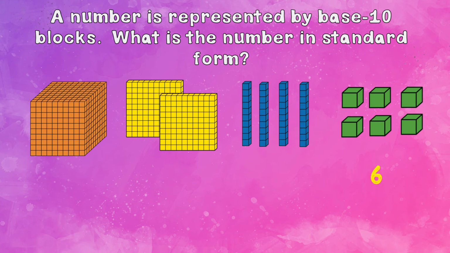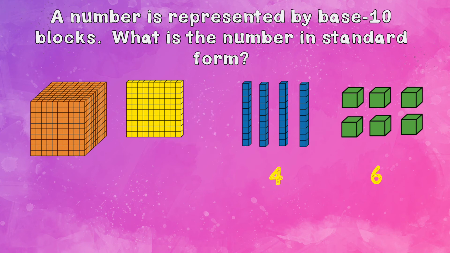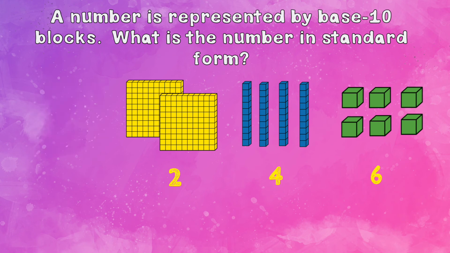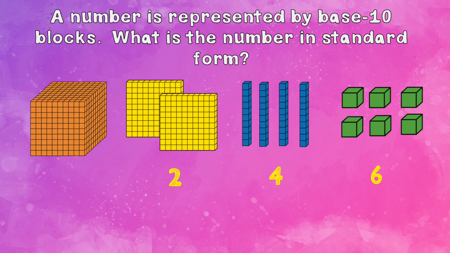Now we will move on to the tens place. There are 4 tens blocks. We will write the number 4 right below the tens. Now we will count the hundreds place. There are 2 hundreds blocks, so we will write the number 2 right below the hundreds. Finally, we will count the thousands place. There is only 1 thousands block, so we will write the number 1 right below that.